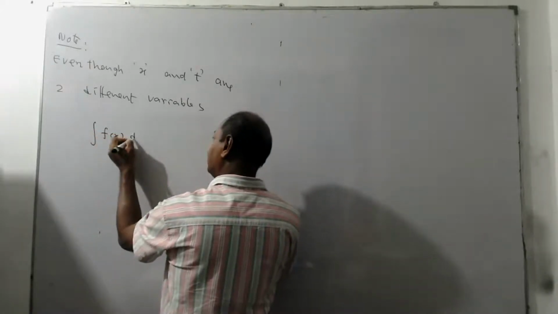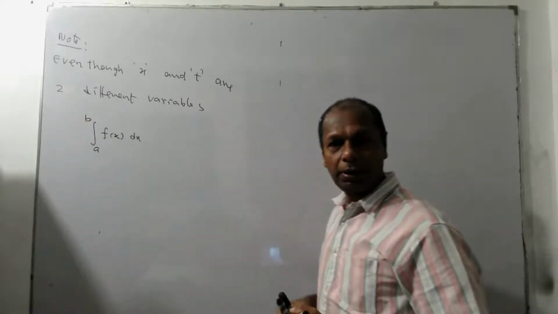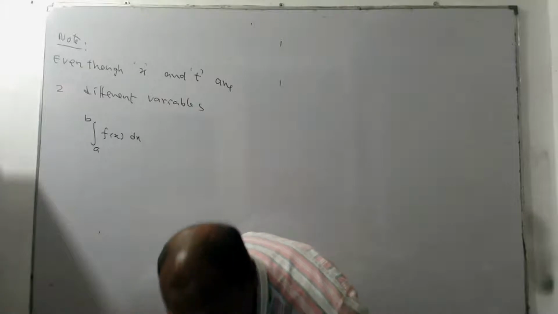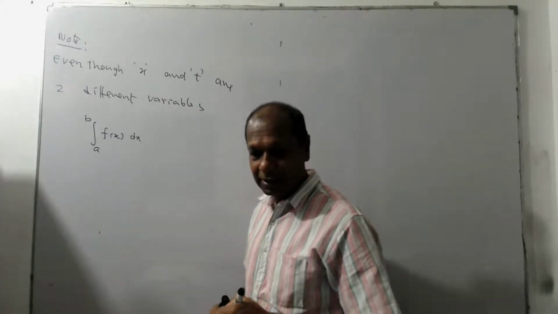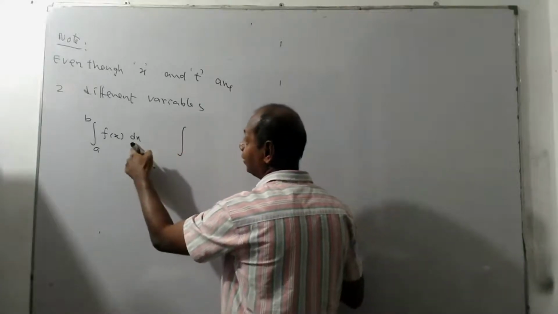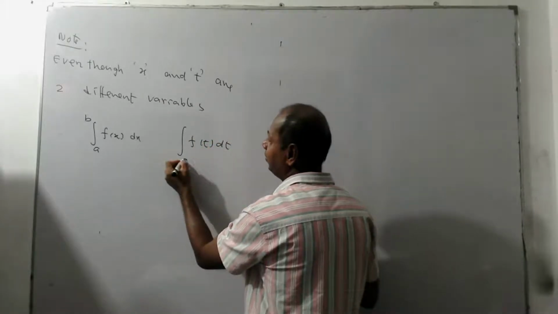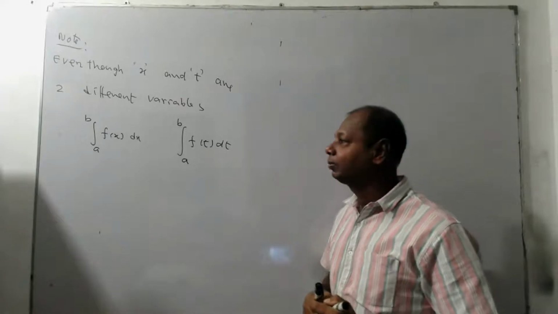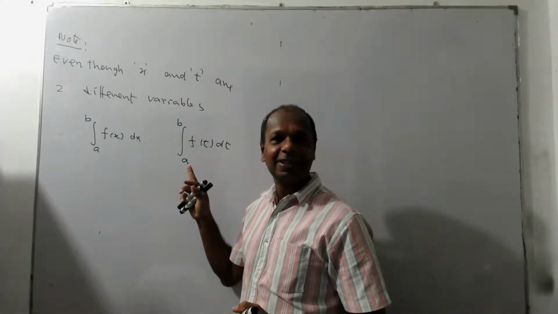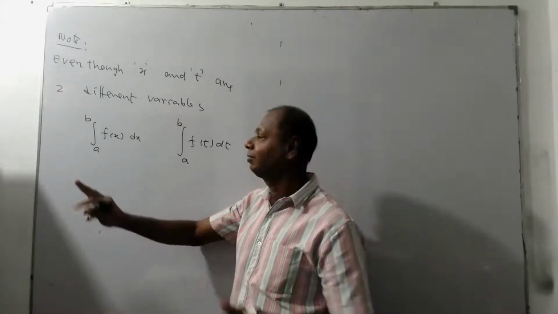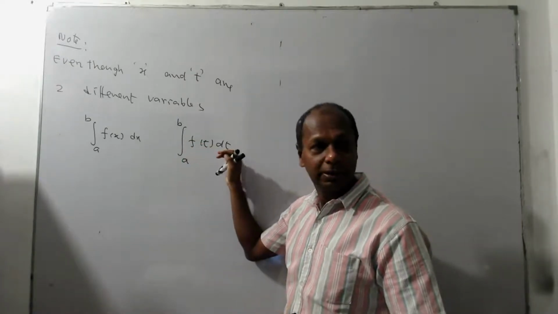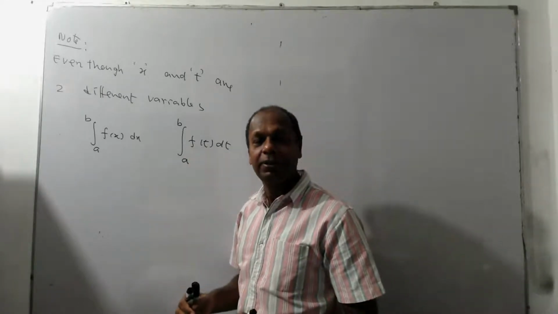You integrate f(x) as x goes from a to b, right? Then you find the integral of f(t) dt between the same two limits a to b. What do you think the result is? X and t are two different variables. Once we find the integral from a to b of f(x) dx, then we find the integral from a to b of f(t) dt, same function but different variable, but the limits are the same. What do you think?